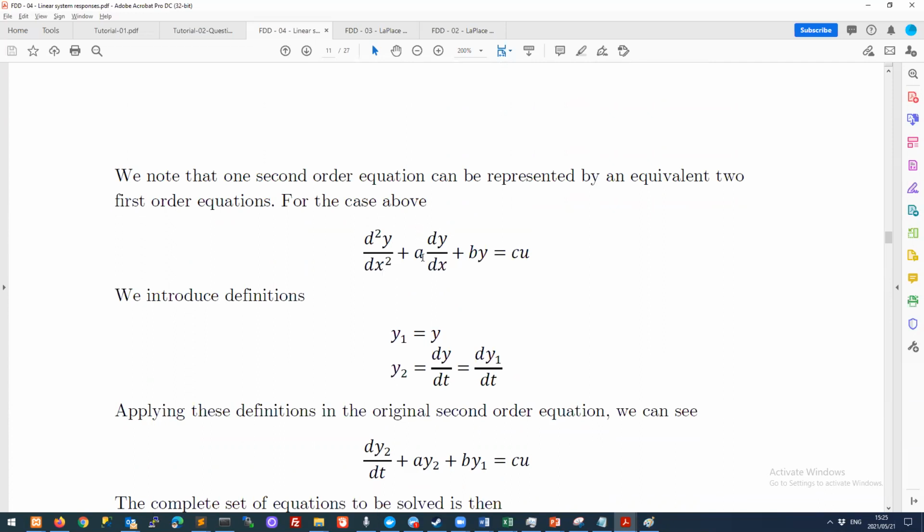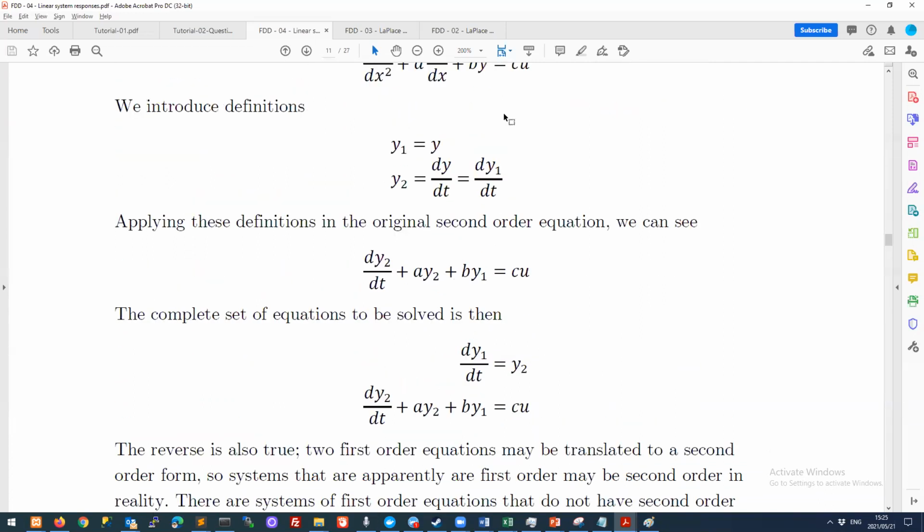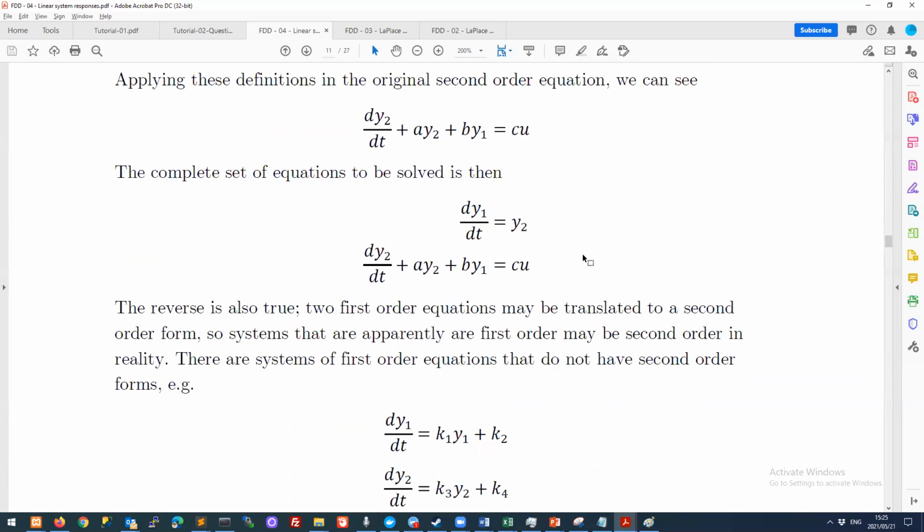So that's how you do order reduction. A single second order equation can become two first order equations. It's a very simple process here. Any questions on that?